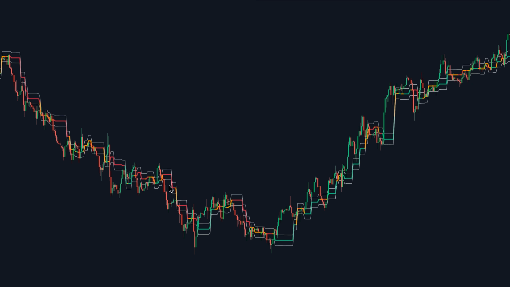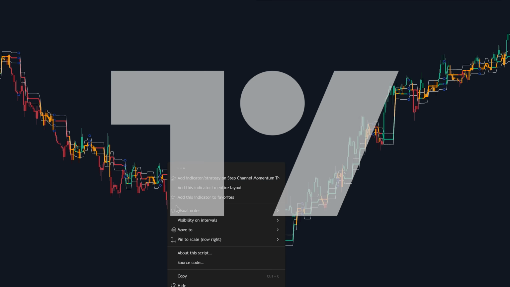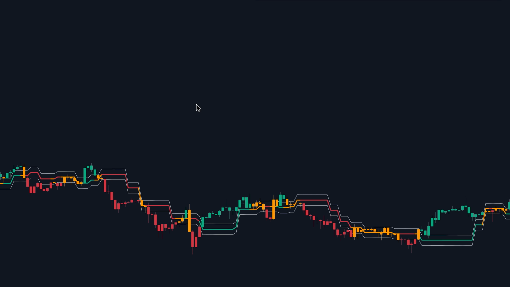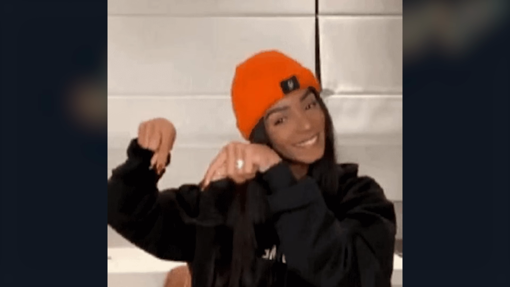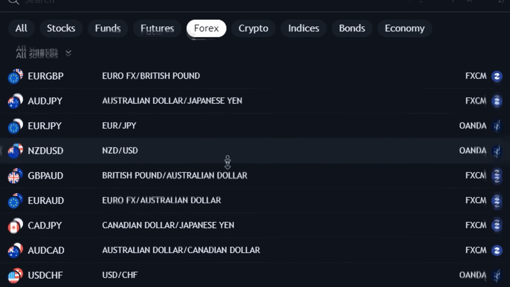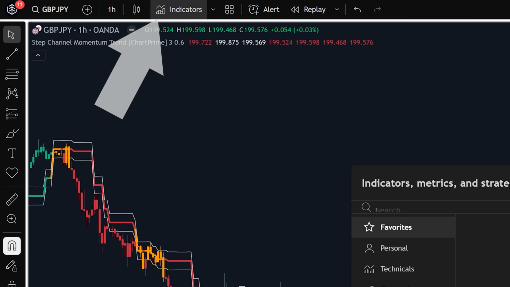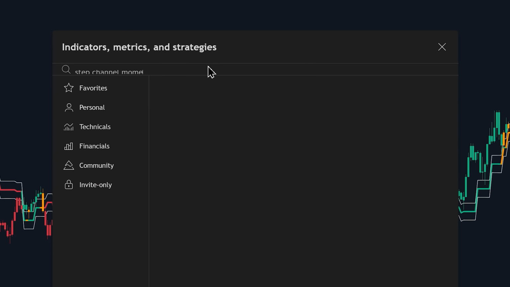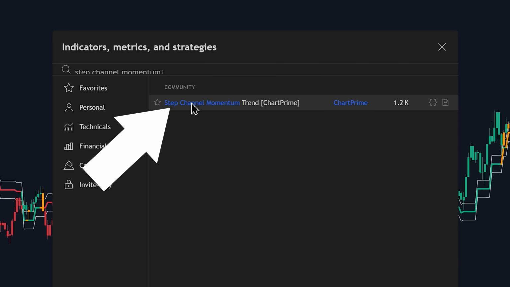Now, to get started with this indicator, you first of all want to go to TradingView, the trading platform that I'm going to be using. If you need to sign up, there's a link in the video description for you to do that. Next, you want to load any chart you like and click on Indicator, then type in Step Channel Momentum Trend. It's going to be this one by ChartPrime.